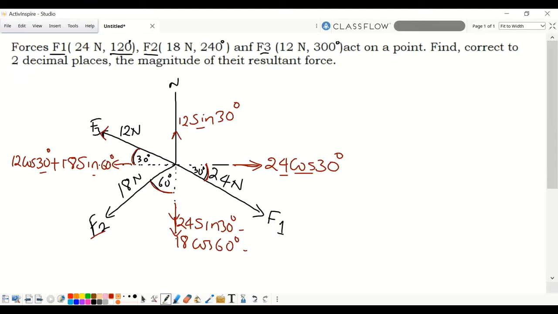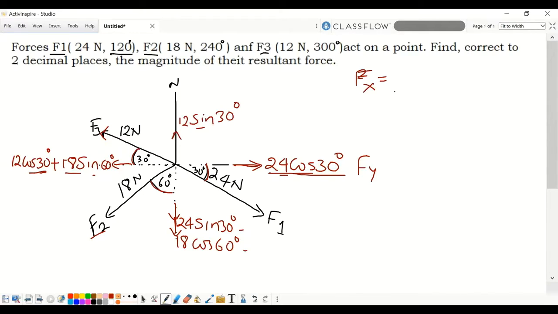Now what will we do? We will resolve the forces in the x direction and forces in the y direction, and we'll see what is the resultant of those forces. So Fx is 24 cos 30. Let's take right as negative because there are 2 forces on the left side, so I'll take that as positive.